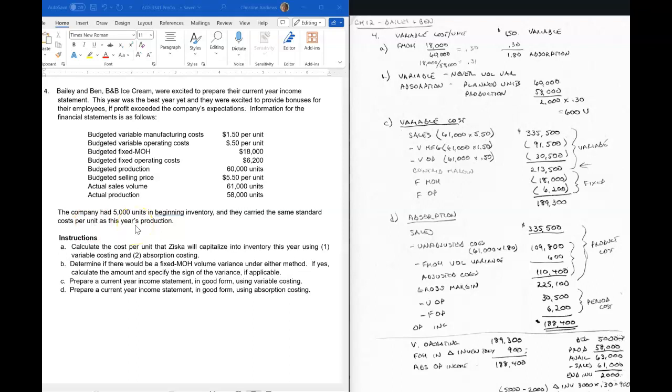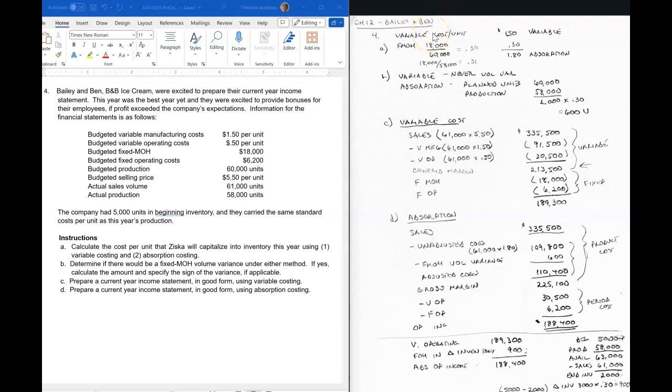And they tell us that we've got 5,000 units in beginning inventory, and they carried the same standard costs as this year's production. So the first question is calculate the cost per unit that they would capitalize into inventory using variable costing and absorption costing. That's a great example for you. So we'll start out over here on the solution.